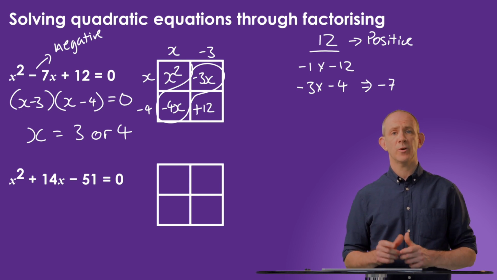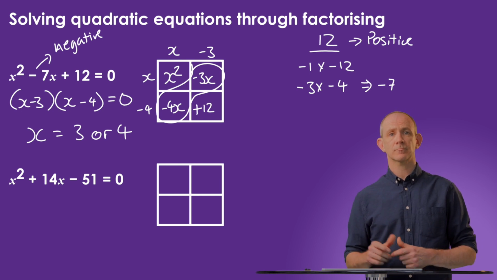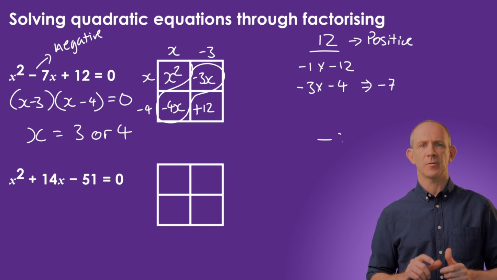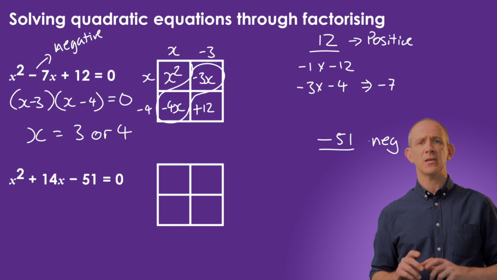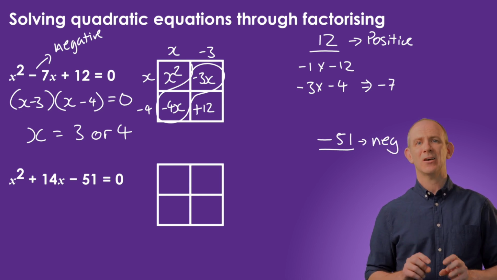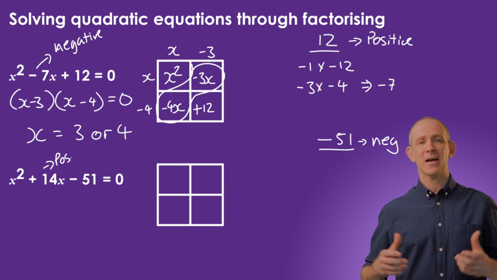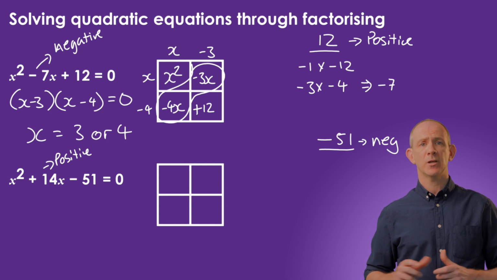In the next equation, we have x squared plus 14x minus 51. We can see that the c coefficient is negative, which means that one of the factors of negative 51 will be positive and one will be negative. As the b coefficient is positive, it tells us the smaller number is the negative one of these two numbers, because it adds together to make a positive number. Pause the video here to work through the answer and press play when you'd like me to go through it.